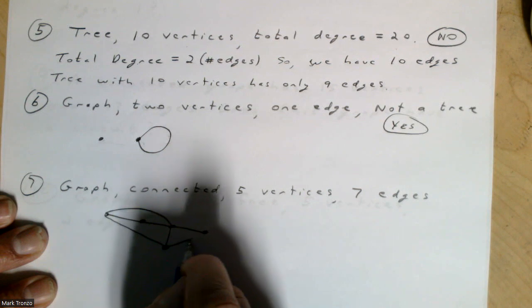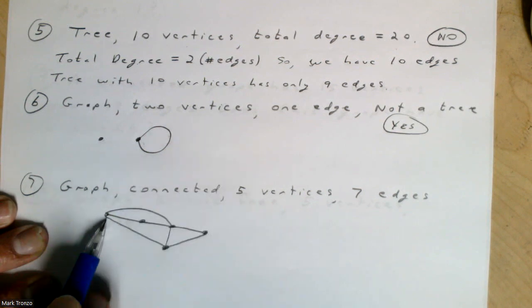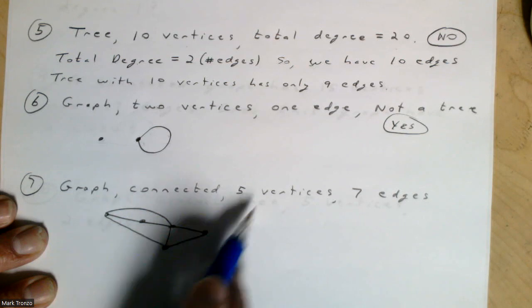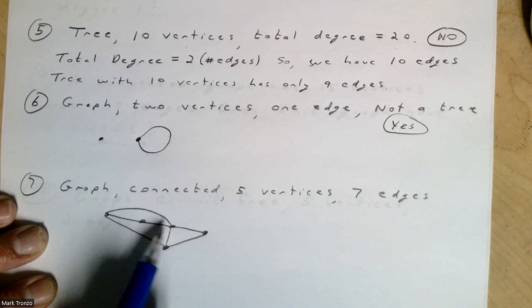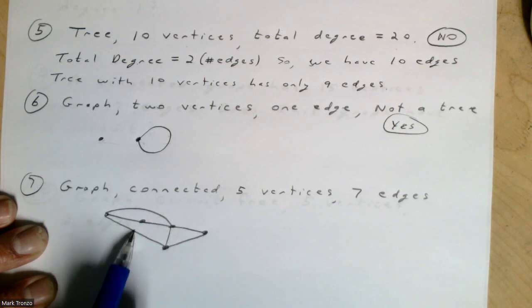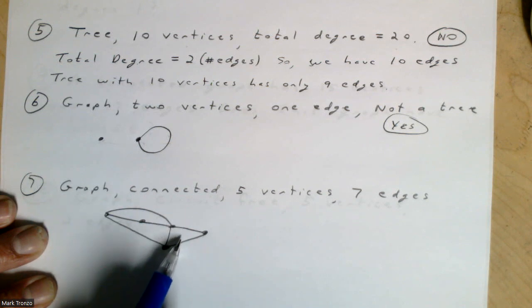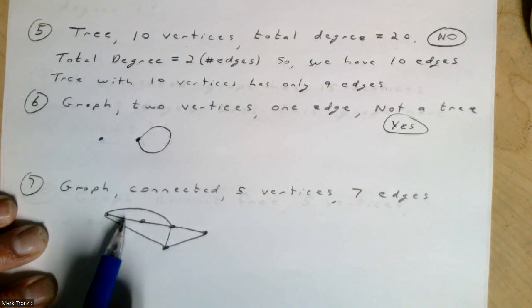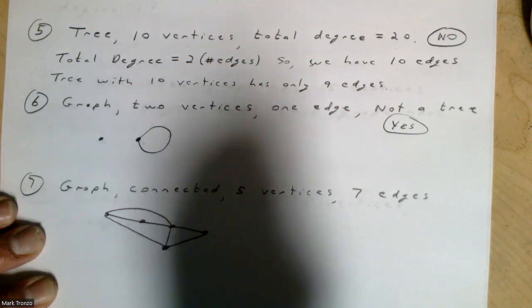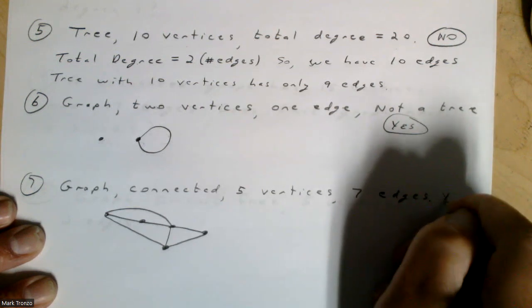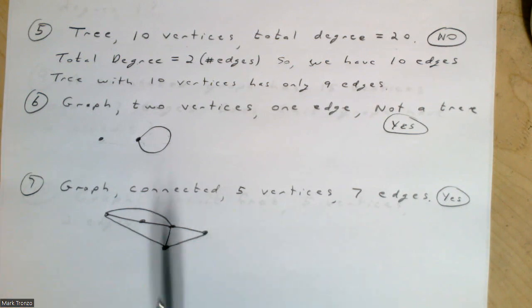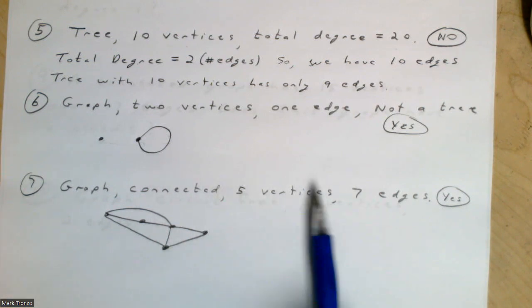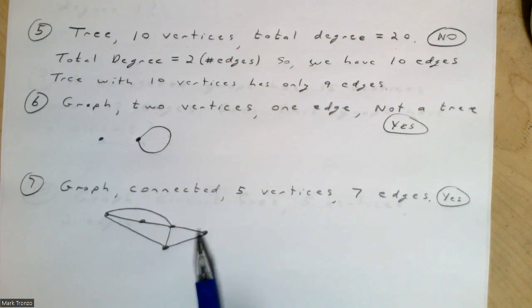And maybe add an edge here. And maybe add an edge here. So 1, 2, 3, 4, 5 vertices. Let me count edges. Sorry. 1, 2, 3, 4, 5, 6, 7 edges. So this one is yes. Because it doesn't say anything about being a tree. Of course, you couldn't have a tree with these properties, but it didn't say anything about being a tree. So yes, this one is possible.